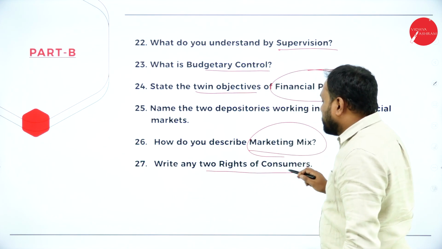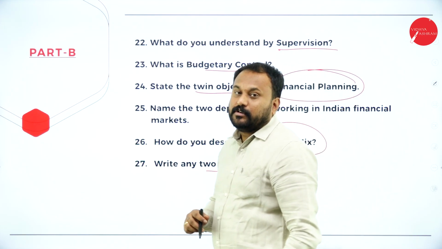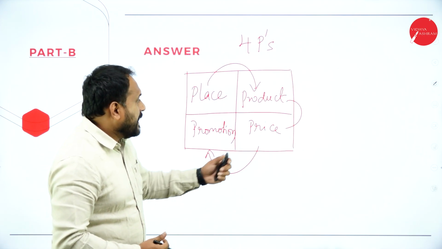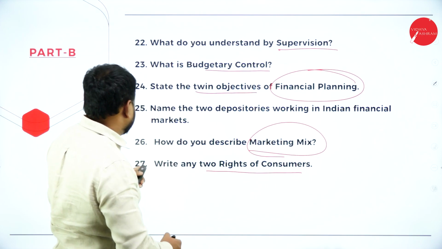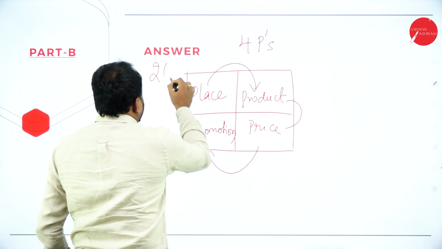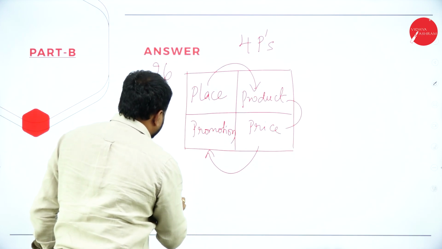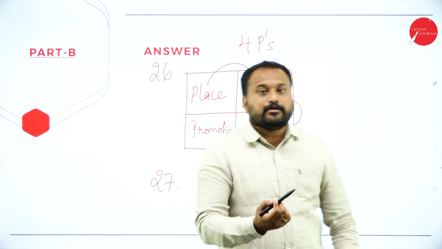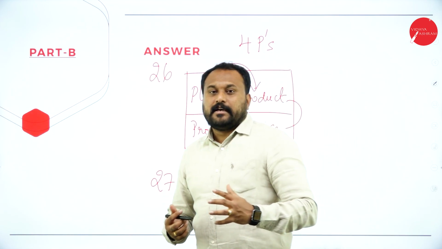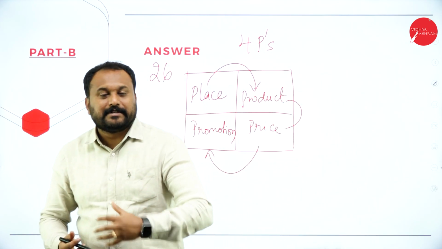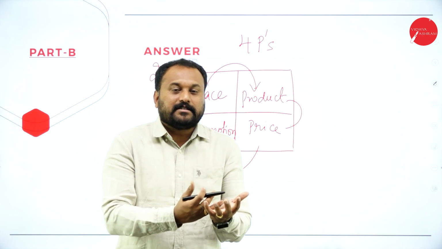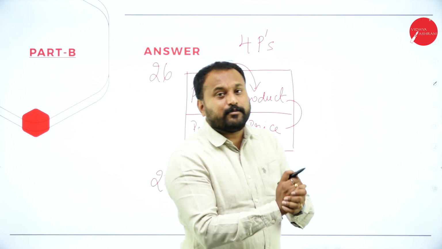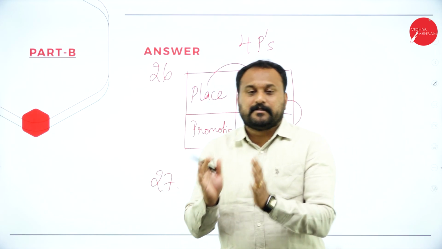Write any 2 rights of consumers. See, when you write the rights of consumers, I'll write it here itself. The question number, this is 26 and that is 27, right? So this is the 26th question. Now 27 I'll write here. The 27th answer is rights of consumers. What are the rights? If you go shopping somewhere, what are all your rights as a consumer? Right to information. You should get complete information about the product.